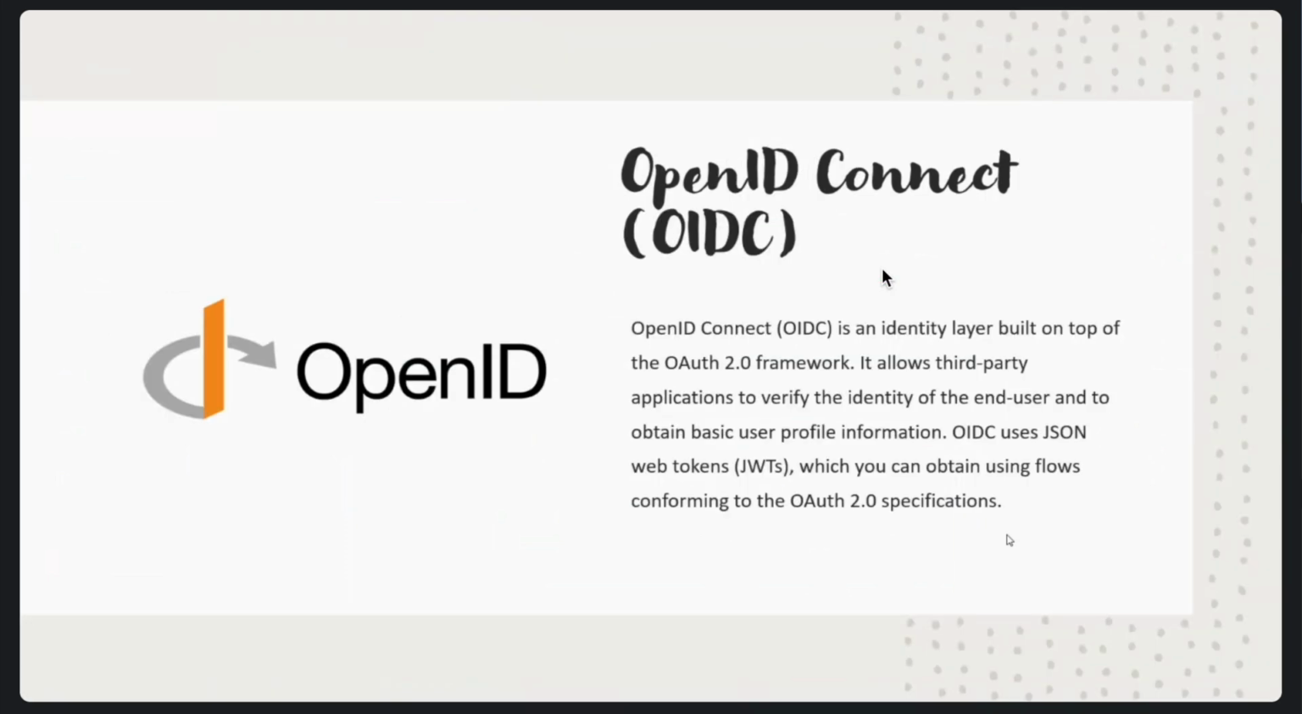So we'll learn at a high level what OpenID Connect is. OpenID Connect is an identity layer built on top of, as I was explaining, the OAuth 2.0 framework. It allows third-party applications, and here our third-party application is Pega, to verify the identity of the user. So we will be verifying the user identity from Google. It verifies the identity of the end user and obtains basic user profile information. So we will be verifying against the Google data or the Gmail data, and we will fetch basic details like the email ID, first name, last name, display profile, those kinds of information. OIDC uses JSON Web Token, which we call JWT in short form, which can be obtained using flows conforming to the OAuth 2.0 specification.